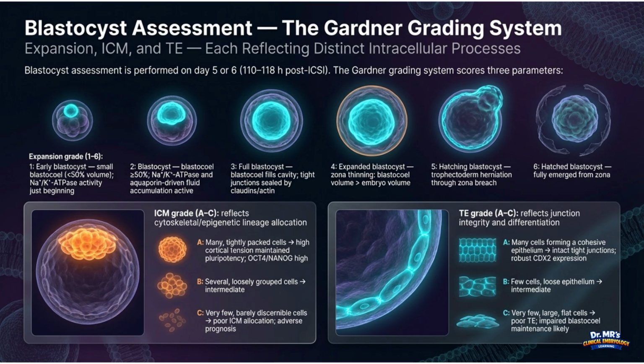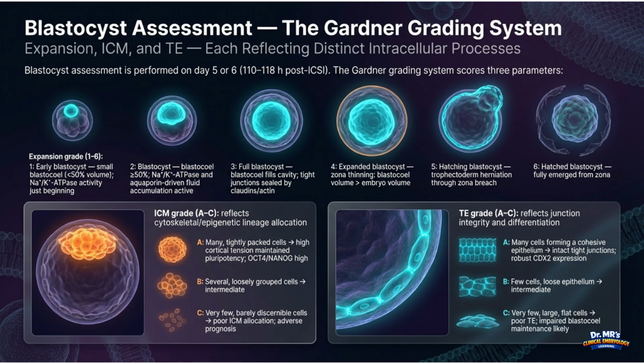Finally, the third part of the grade, another letter for the trophectoderm, the TE. This is the outer sphere of cells. The TE is absolutely vital because it becomes the chorion and ultimately the placenta. A grade A TE shows a cohesive, continuous epithelium with many cells. It reflects intact tight junctions, healthy ATPase activity, and robust expression of the CDX2 transcription factor, which is the master regulator of trophectoderm fate. I feel like embryologists often hyper-focus on the ICM because it becomes the baby, but the TE is the life support system.